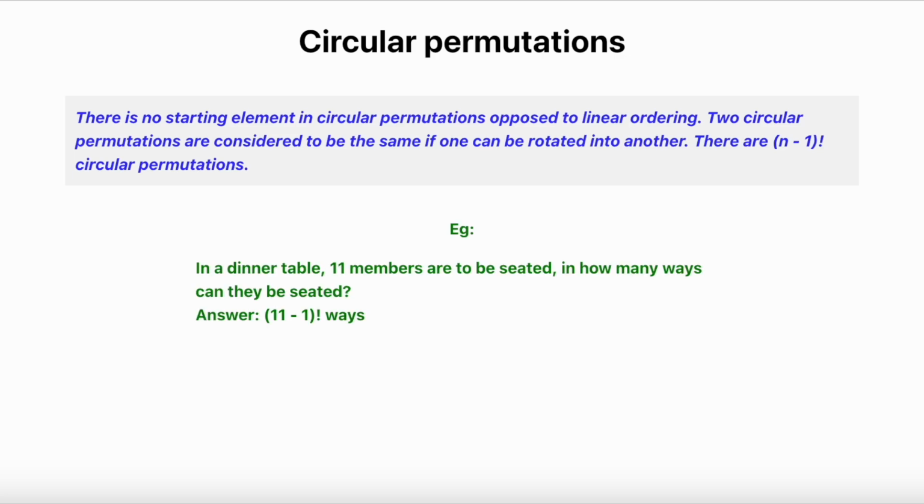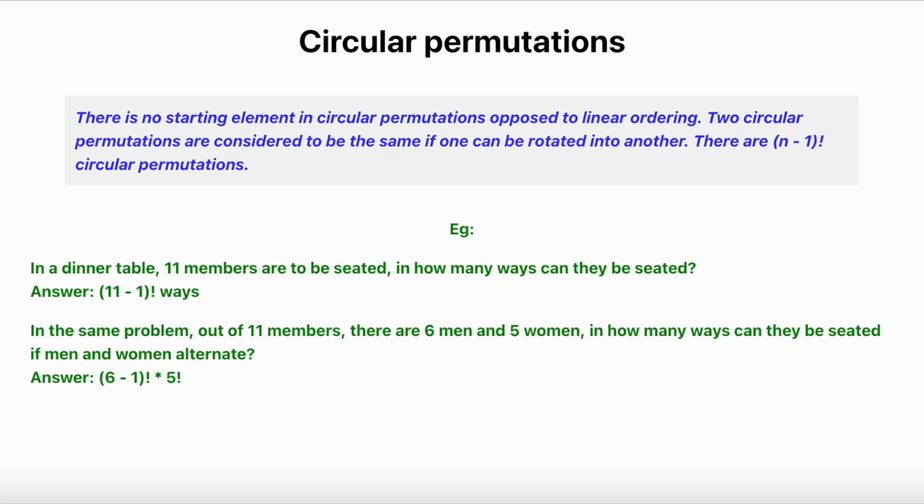For example, at a dinner table, 11 members are to be seated. In how many ways can they be seated? It is 11 minus 1 factorial. Problems can have restrictions in finding the circular permutations. For example, in the same problem, out of 11 members, there are 6 men and 5 women. In how many ways can they be seated if men and women alternate? It is 6 minus 1 factorial into 5 factorial.